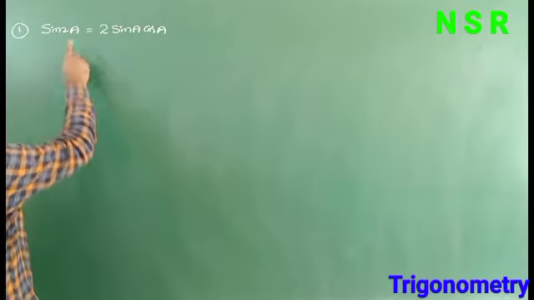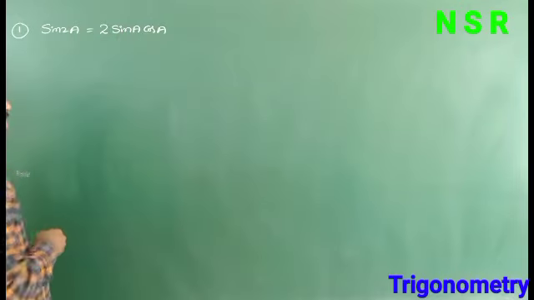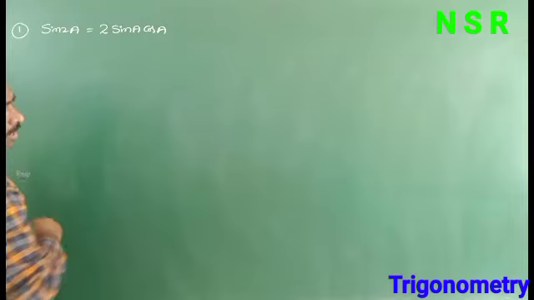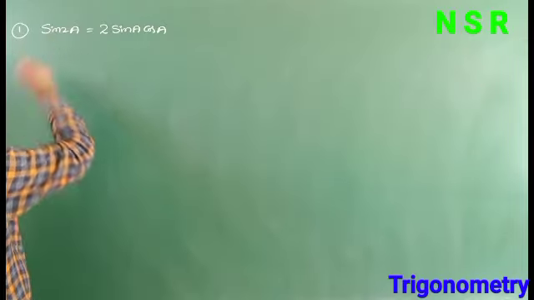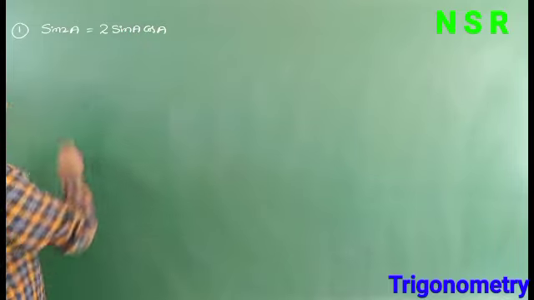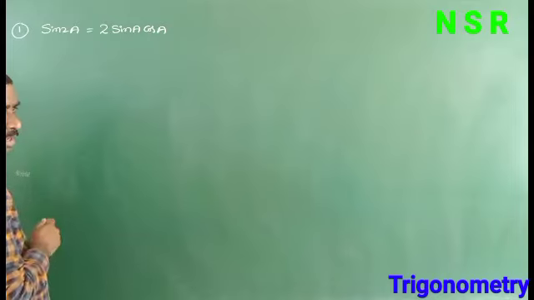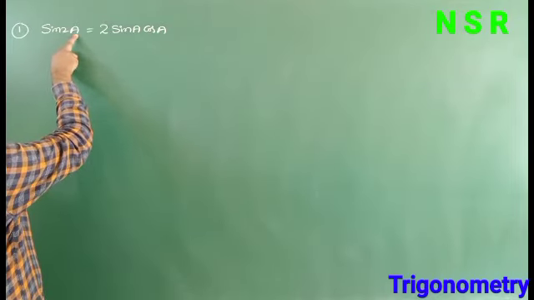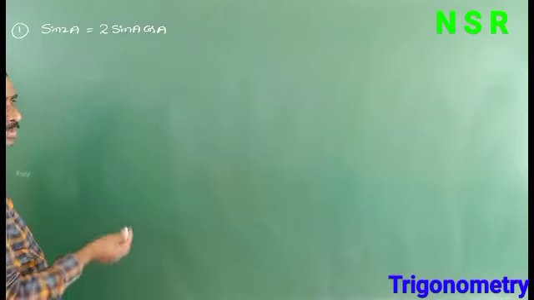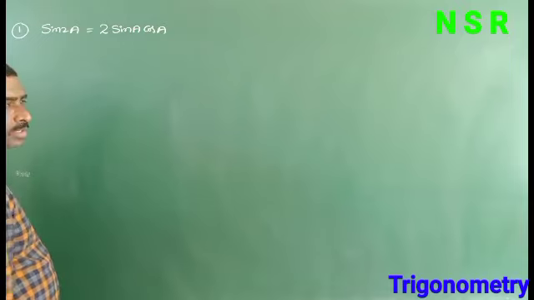So in place of angle we have taken here a. So sin 2a equals 2 sin a cos a. If we have sin 2 theta, write 2 sin theta cos theta. If we have sin 2x, we can write it as 2 sin x into cos x. If we have sin 2 alpha, write 2 sin alpha cos alpha. So we change the angle value: if we have a, write a, if we have x, write x, if we have y, write y. Suppose sin 2y, write 2 sin y cos y.